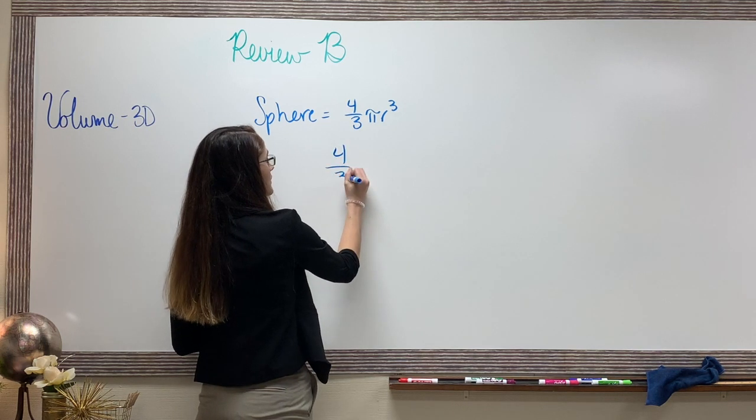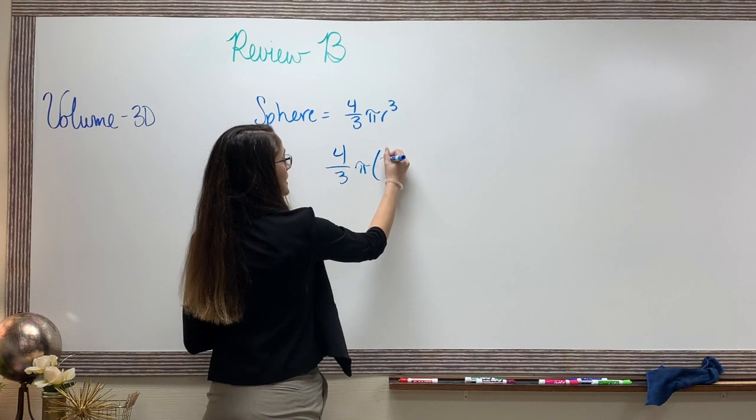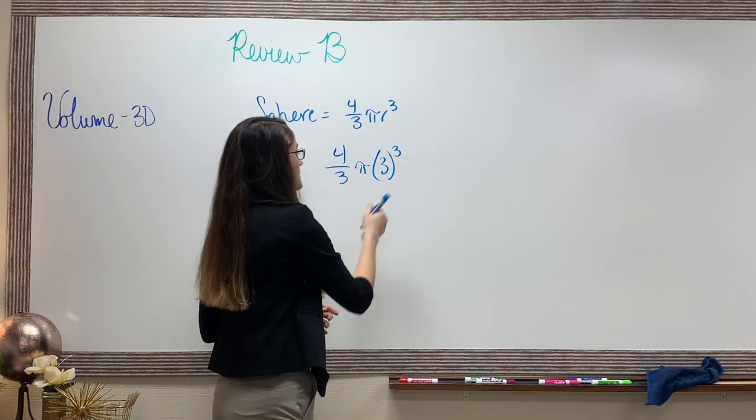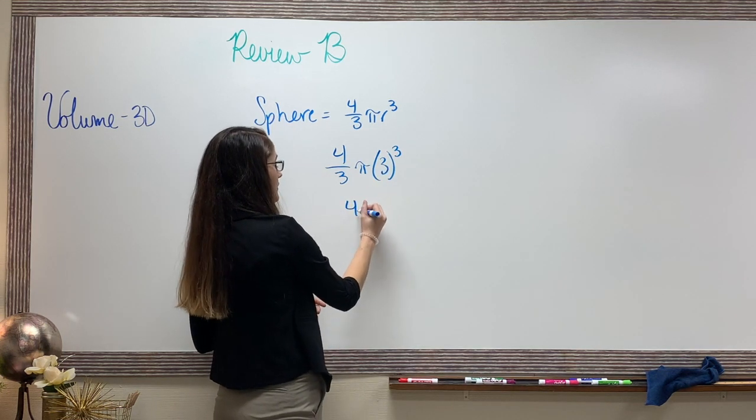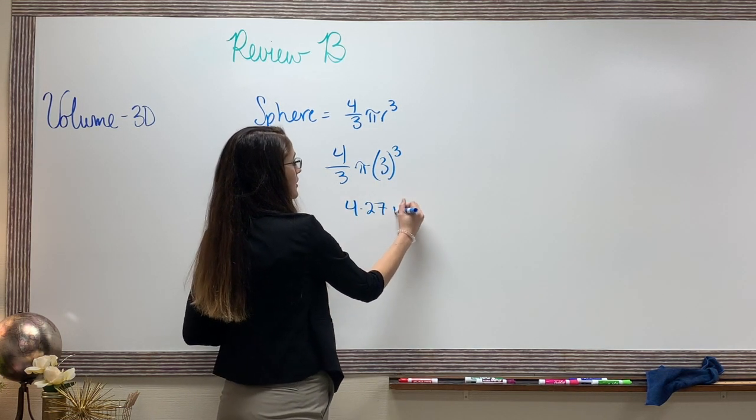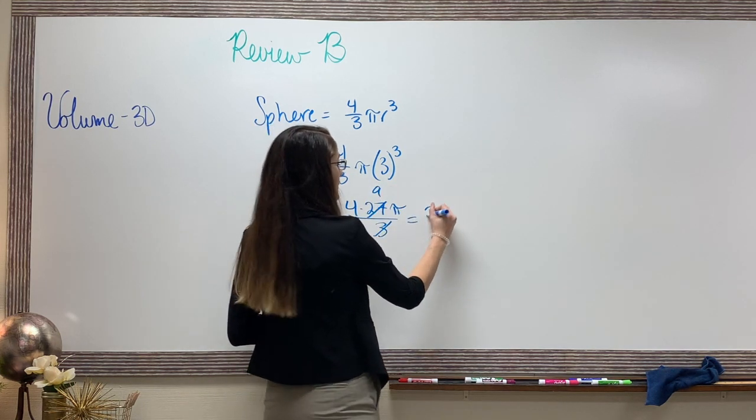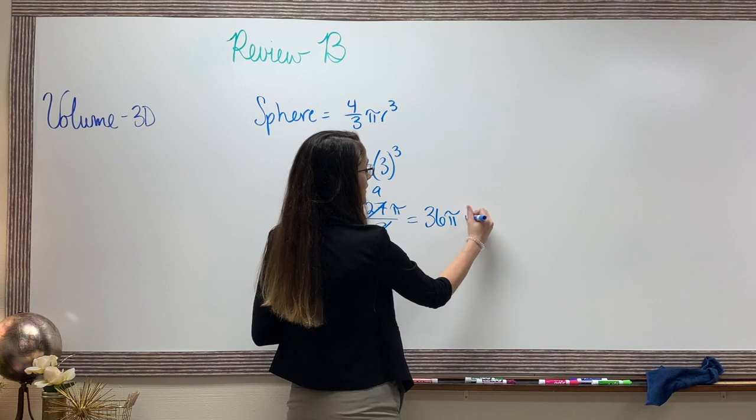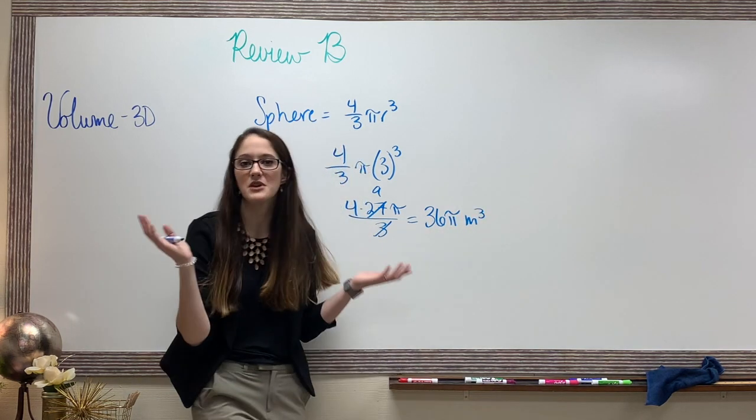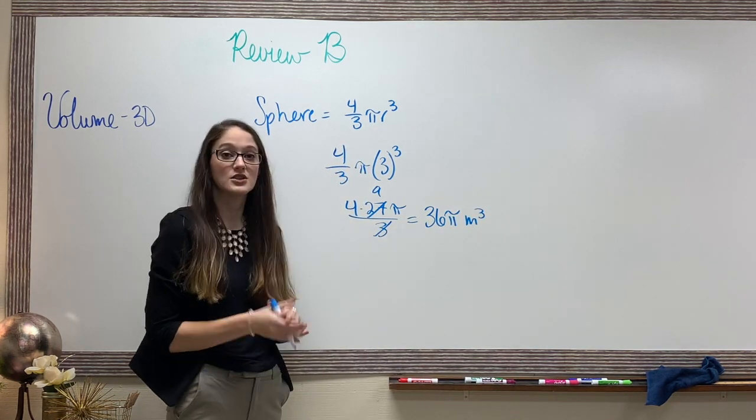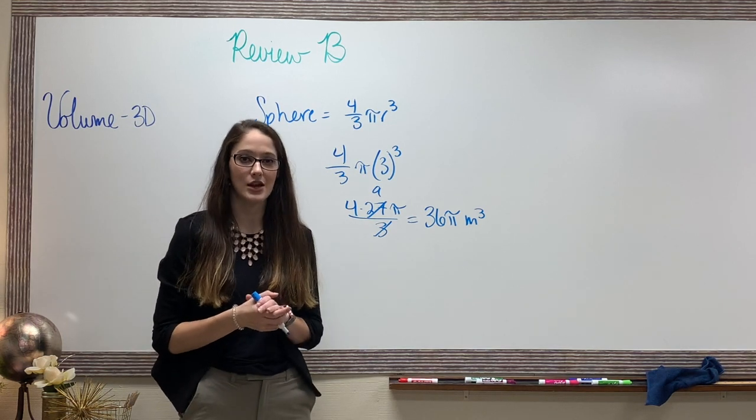So we have 4 over 3 pi times 3 cubed. 3 cubed is 27, so we have 4 times 27 pi over 3. That reduces, so we have 36 pi, and I'm just making this up, meters cubed. And that's all there is to it. So all you need to know is your radius and your formula.